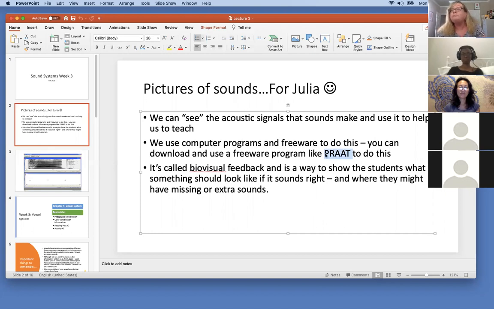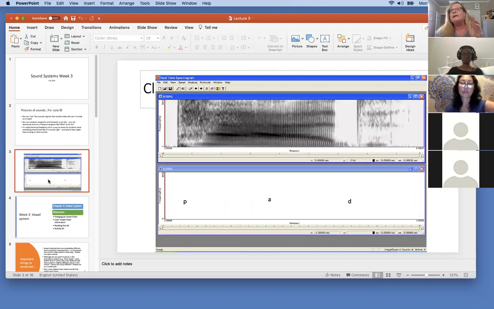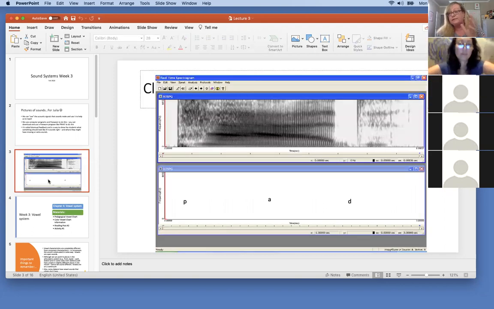So that's actually apparently a word in Dutch. And you can just download it onto your computer, and then all you need is a microphone. You won't get exactly this picture, but you get something very similar, so that you can see what it is that the students are doing, and you can use it as biovisual feedback. So that's what I mean, and I'm just going to turn off the phone. That's what I mean by pictures of sounds.